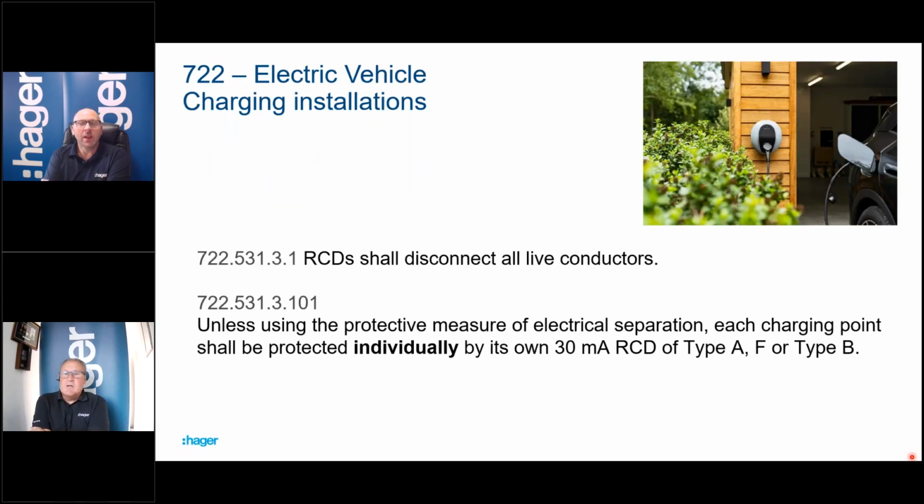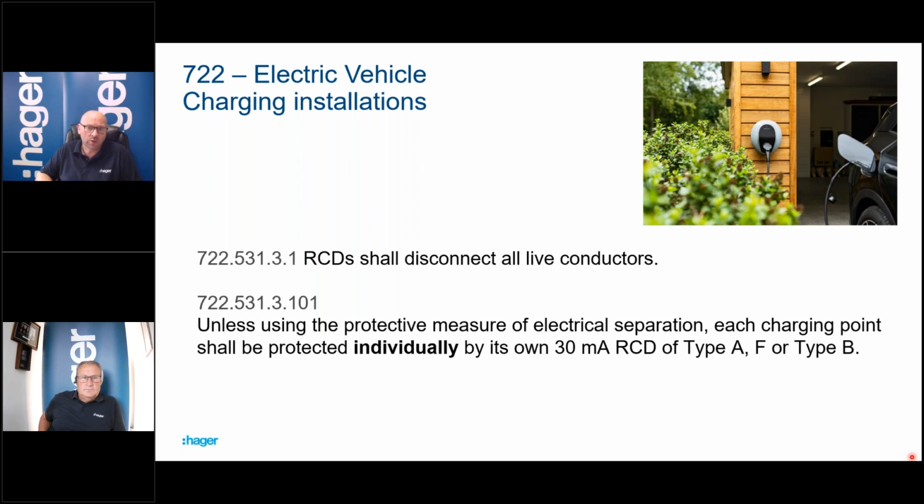Yeah, no problem. So the EV section 722 for electric vehicle charging installations, first of all, the regulation is very clear that the RCD needs to disconnect all live conductors. So that's the line and the neutral conductor. Then we also have this regulation that says unless you're using the protective measure of electrical separation, which is doubtful because electrical separation is quite an expense to get an isolating transformer, can only be used for one charge point. There's a load of stipulations with it. There's also possibly losses from the workings of it. So quite often we don't see that being adopted.